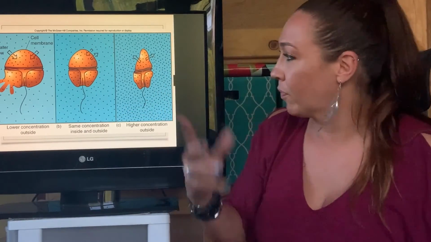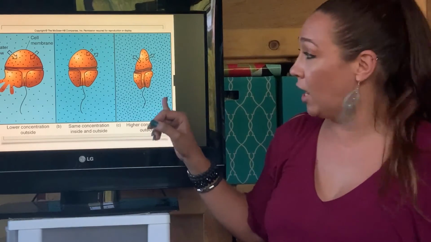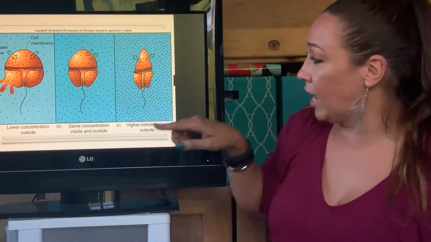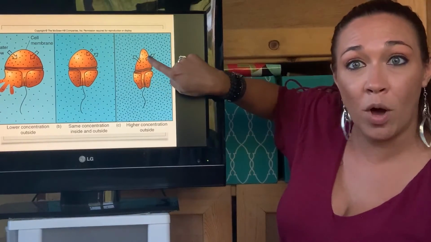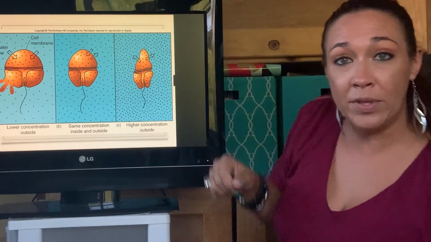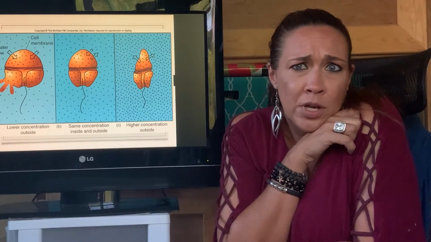That's not good. Now, alternatively, say you have a higher concentration of salt on the outside than you do on the inside. In this case, the salt water is going to rush in and the fresh water is going to rush out. So in this case, you're going to lose all of your fresh water and you're going to shrivel. You're going to get dehydrated and you're like, no, all my water's gone.